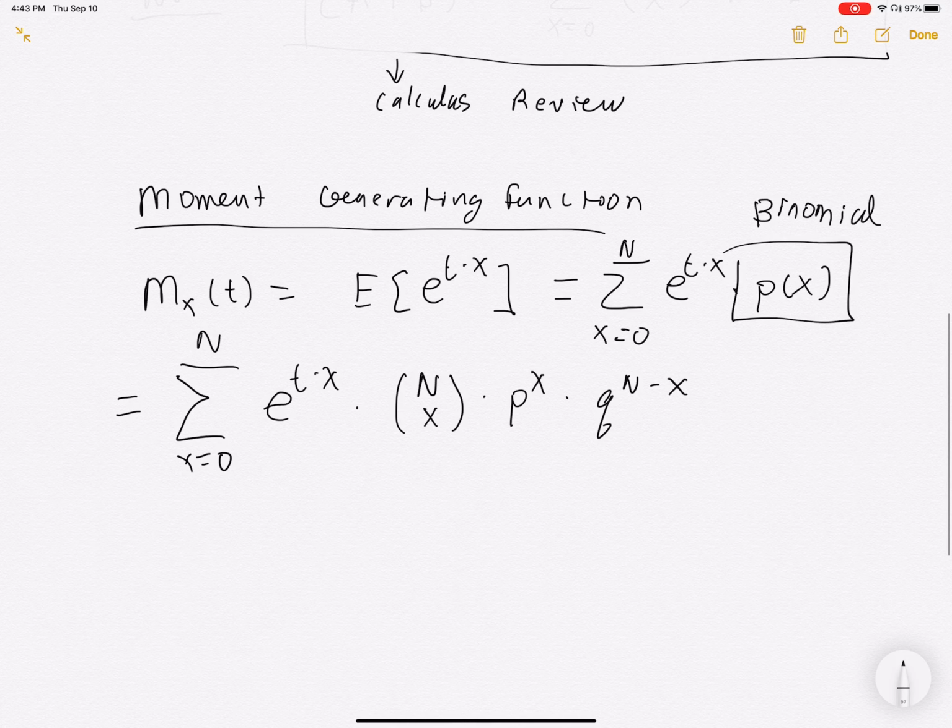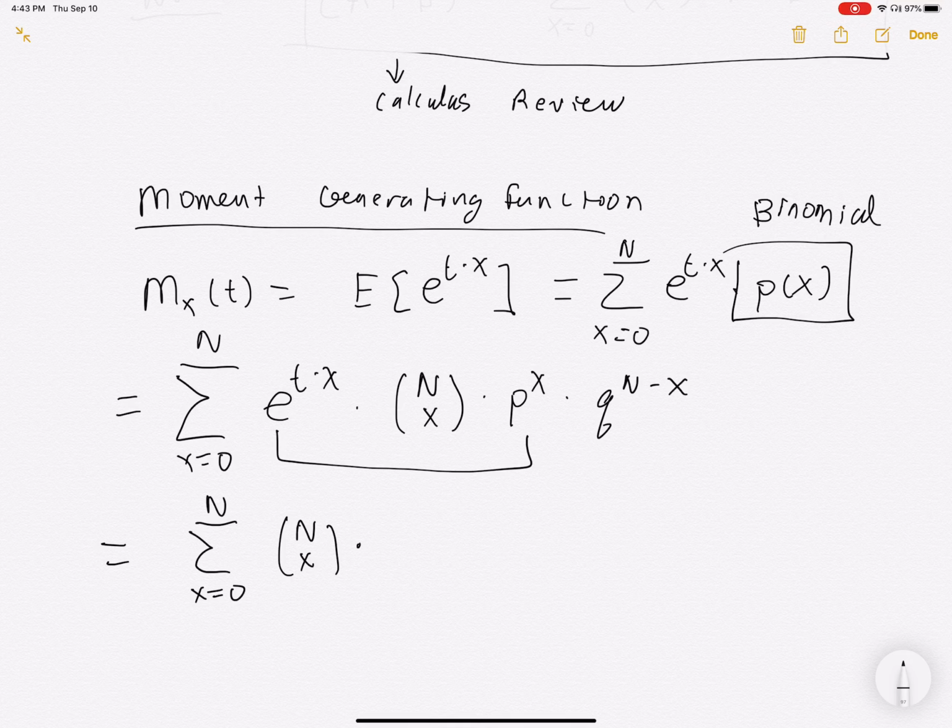And now I'm just going to group things. I'm going to do some algebra, and I'm going to put these two terms together. So I'm going to have n choose x times p times e to the t raised to the x power. Algebraically, that's the same, and I'm going to have q to the n minus x.